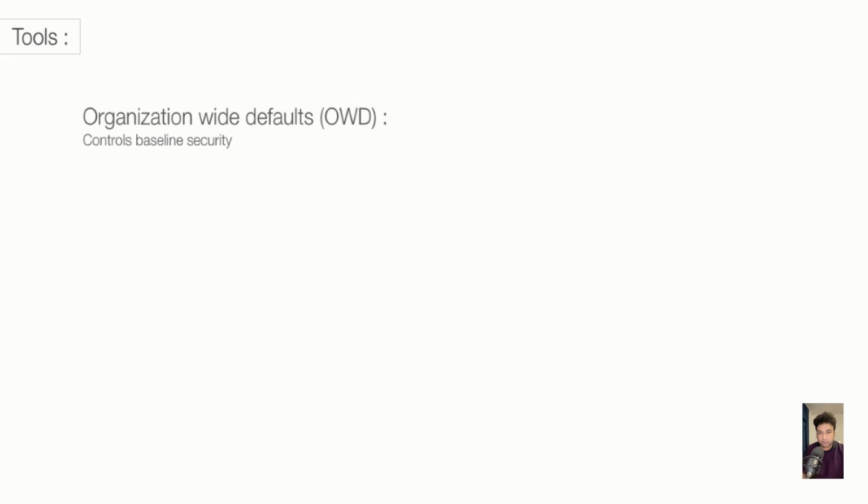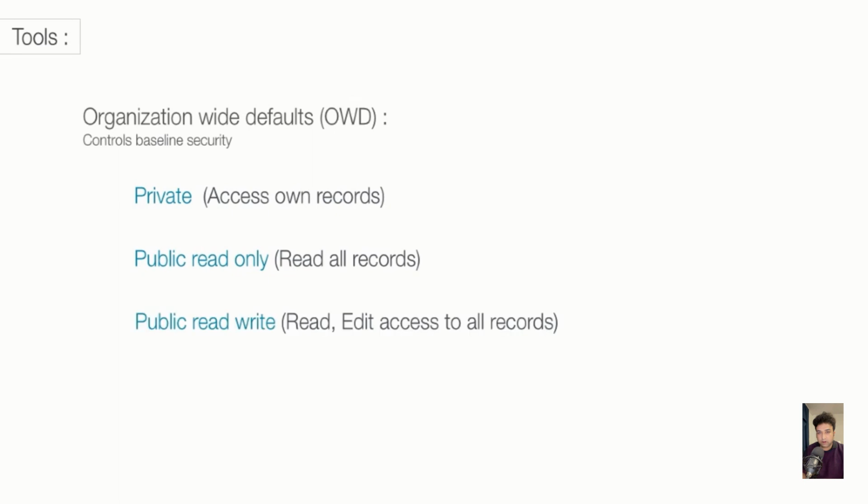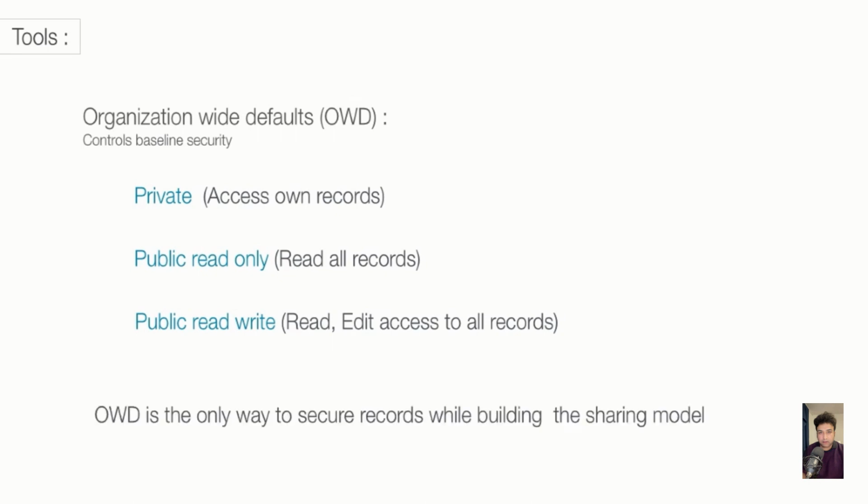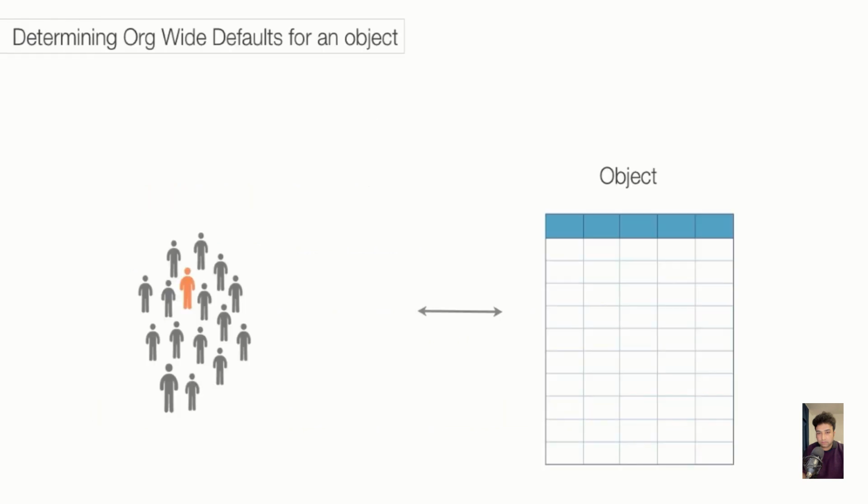If the organization-wide default is private, users have access to only their records. If it's public read-only, every user is allowed to read all the records. If the organization-wide default is public read-write, every user is allowed to read and edit all the records. And remember, organization-wide default is the only way to secure access to records while building the sharing model.